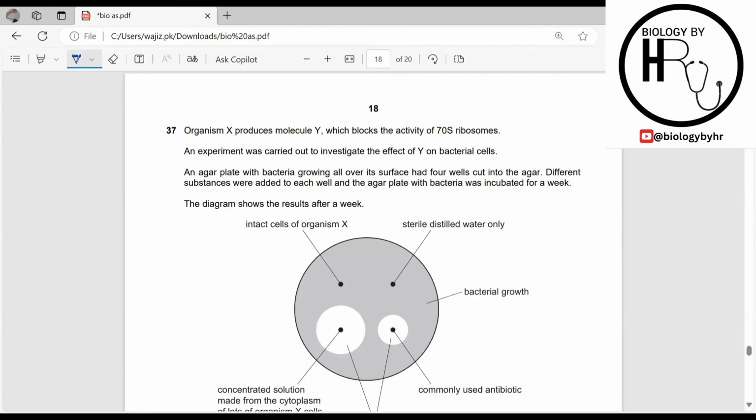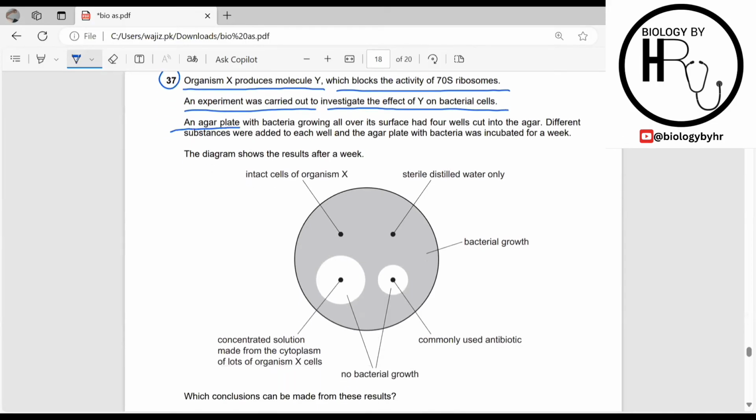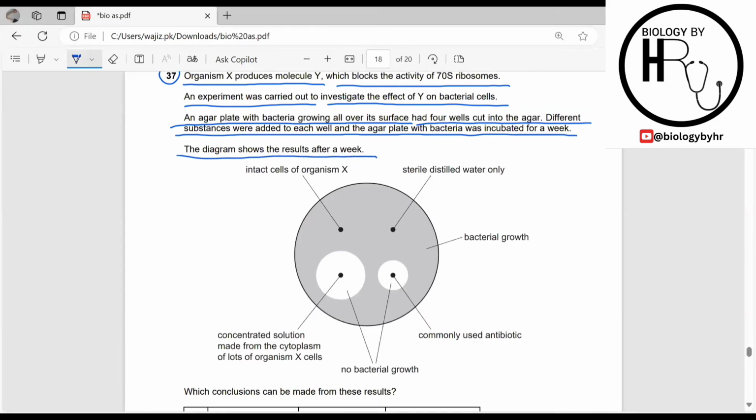Let's see question number 37. It says that organism X produces molecule Y which blocks the activity of the 70S ribosomes. An experiment was carried out in order to investigate the effect of Y on the bacterial cells. An agar plate with bacteria growing all over its surface had four wells cut into the agar. Different substances were added to each well and the agar plate with bacteria was incubated for a week. The diagram shows the results after a week.